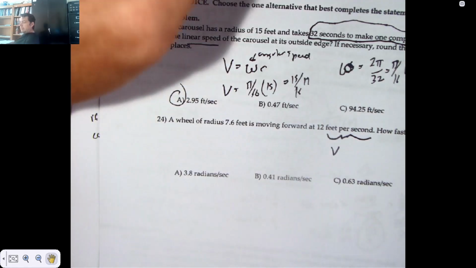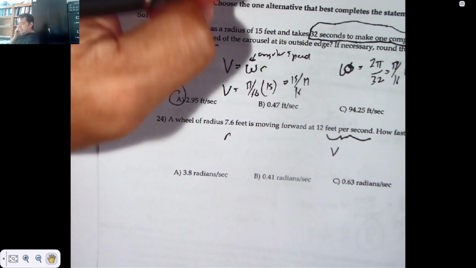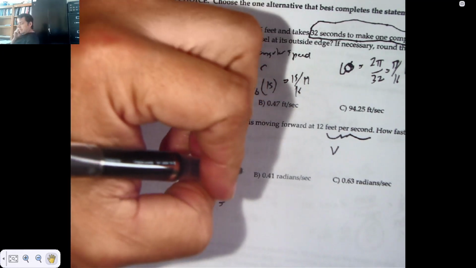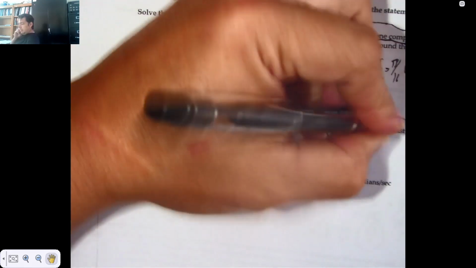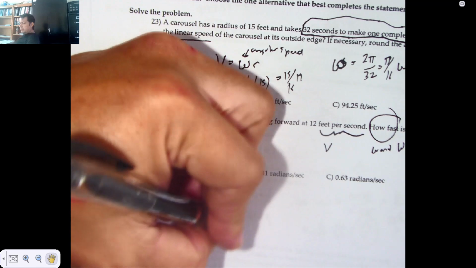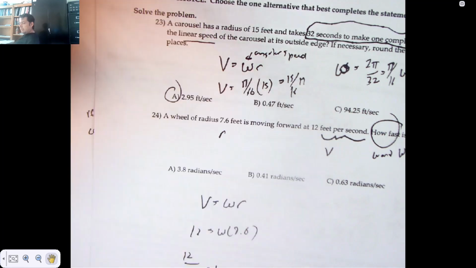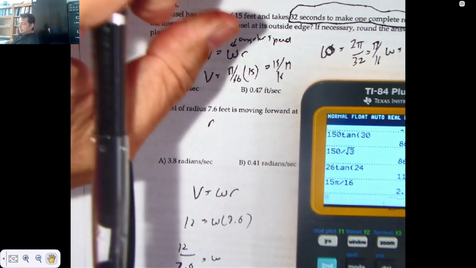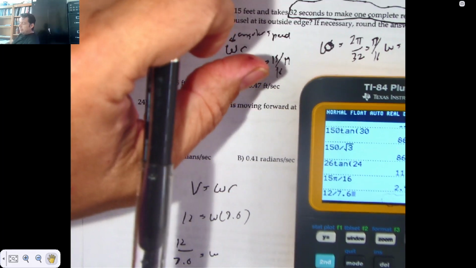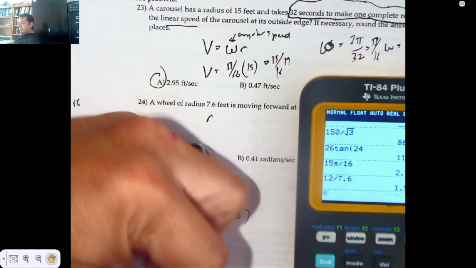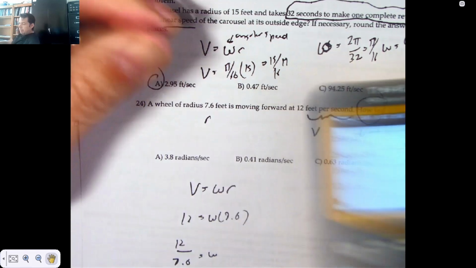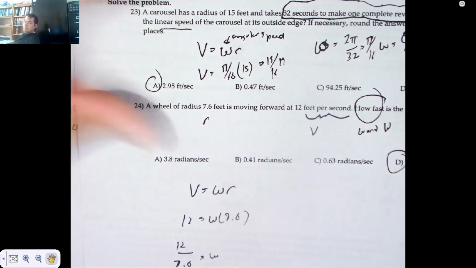A wheel of radius 7.6 feet is moving forward at 12 feet per second. This is velocity. This is my radius. How fast is the wheel rotating? So again, the formula for velocity is omega r, and they want omega. So we got 12 feet per second. It's omega times 7.6. We divide both sides by 7.6, and we shall have omega. I should look at the answer choices. But omega is about 1.58. Closest one is D, 1.6.